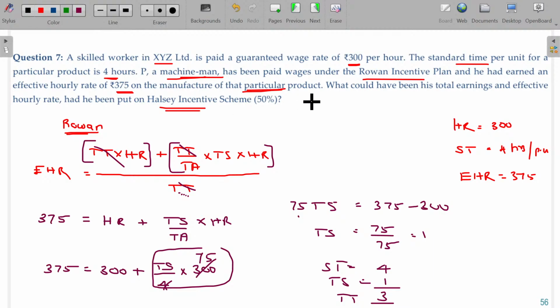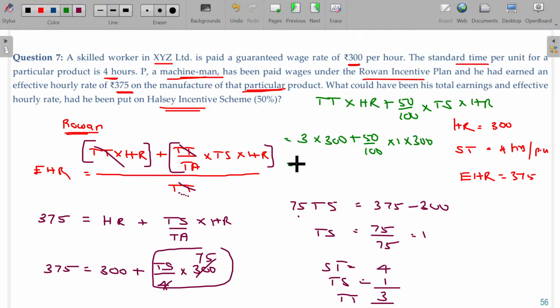Now use this for the Halsey plan. Time taken into hourly rate plus 50% time saved into hourly rate. Time taken being 3 hours into hourly rate 300 plus 50% time saved 1 into 300. What's the final value? 1050, and you divide this by 3, 350 being the effective hourly rate.